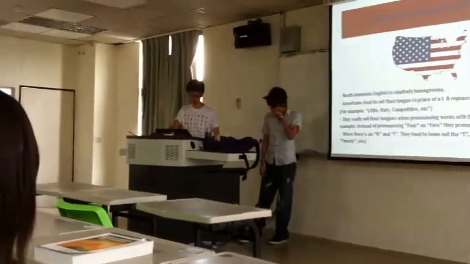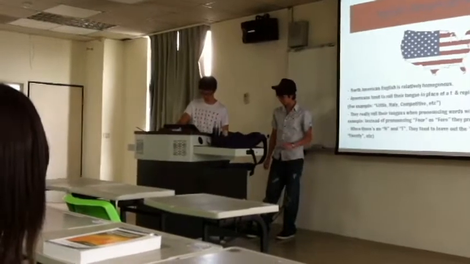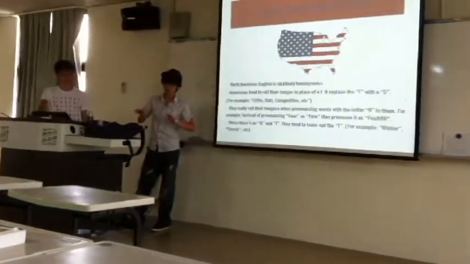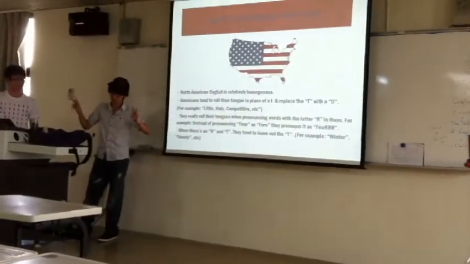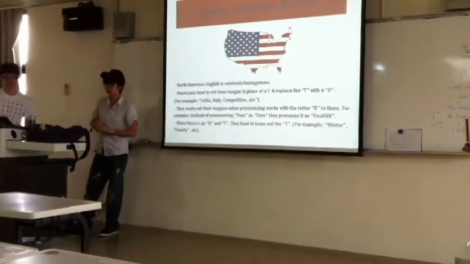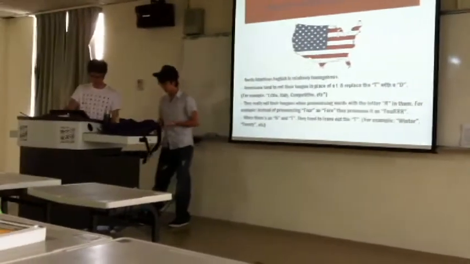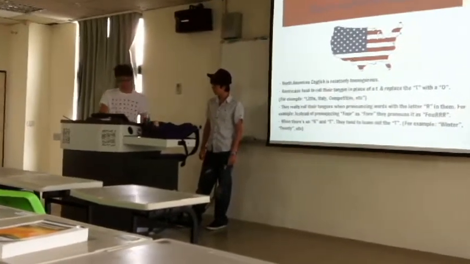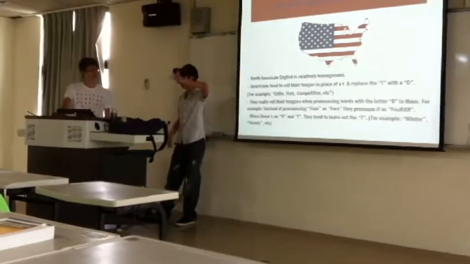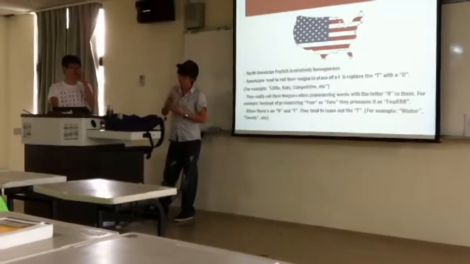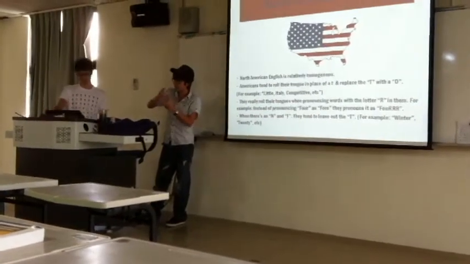Americans tend to roll their tongue in place of a T, replacing the T with a soft D sound. For example, the word little, Americans don't say little, they go "liddle." Like Italy, no, "Iddaly." Competitive, "competidive." And they really roll their tongues when pronouncing words with the letter R in there. For example, the number four, they don't say four, they elongate the R.